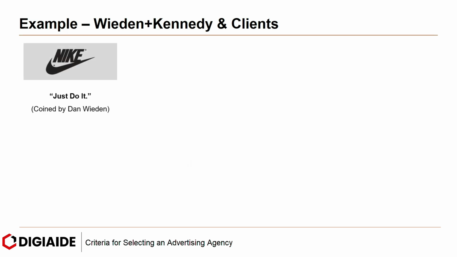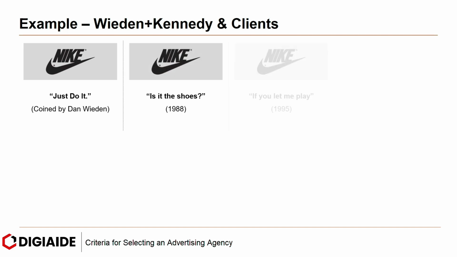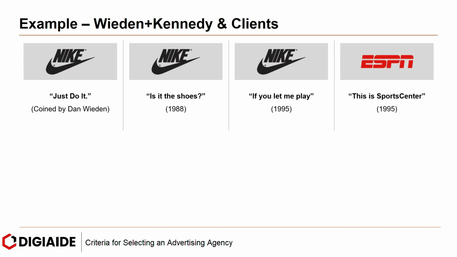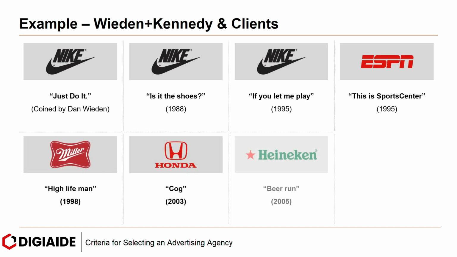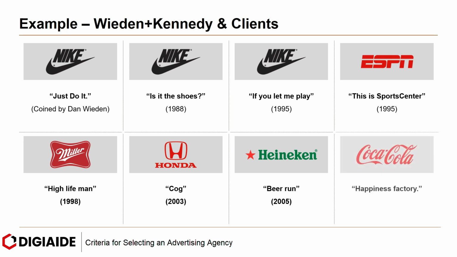Now let's look at the work of Wieden+Kennedy for its clients. As stated before, Nike was their first client and continues to be even now. So the Nike campaigns include the Just Do It campaign coined by Dan Wieden. Next, the Is It the Shoes campaign in 1988. Next, If You Let Me Play in 1995. ESPN's This Is SportsCenter in 1995. Miller High Life Man in 1998. Honda's Cog in 2003. Heineken's Beer Run in 2005.